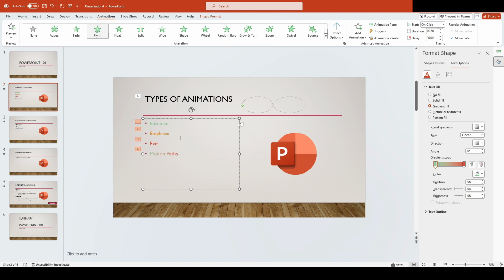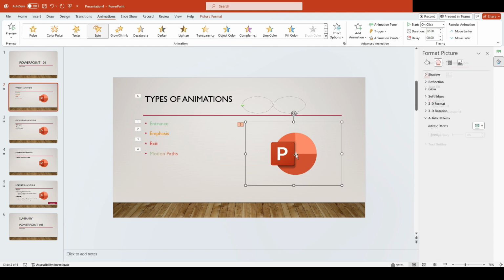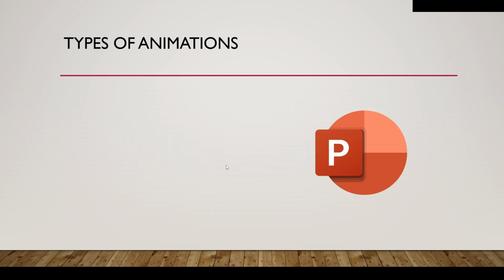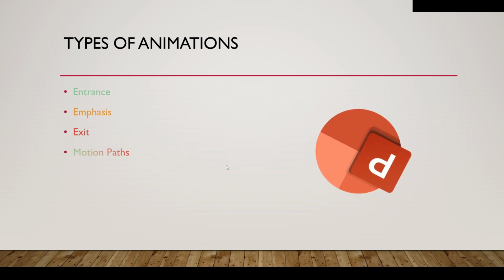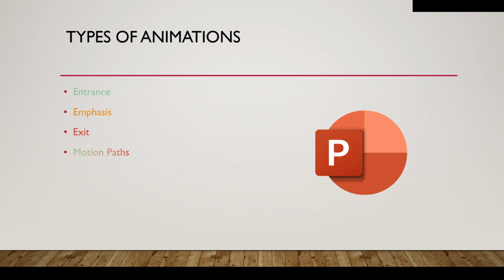So I have some animations here. We have a fly in here. On this text, we're using a motion path with a loop. And over on this, we're using a spin. And let's see what this slide looks like when we play it. These are flying in one at a time because we did it by type. That one's doing its spin, its emphasis, and there's doing a loop.